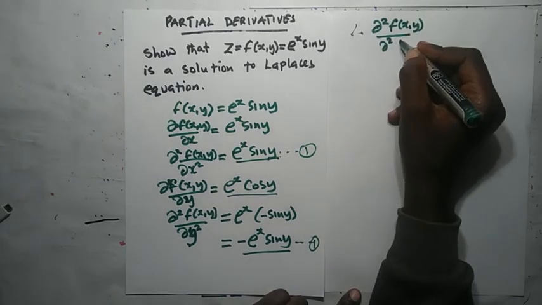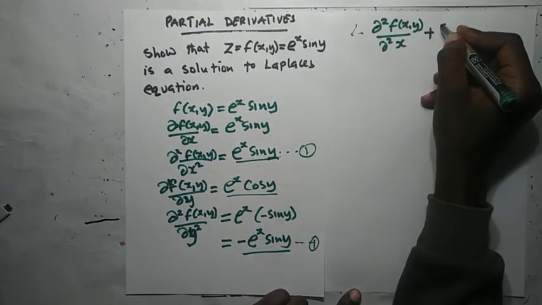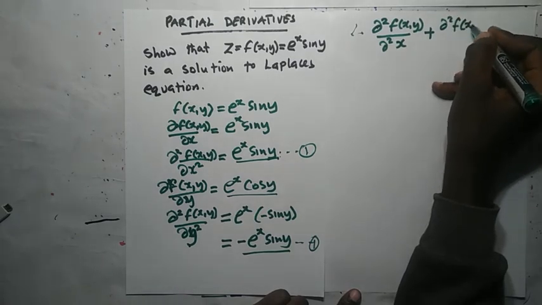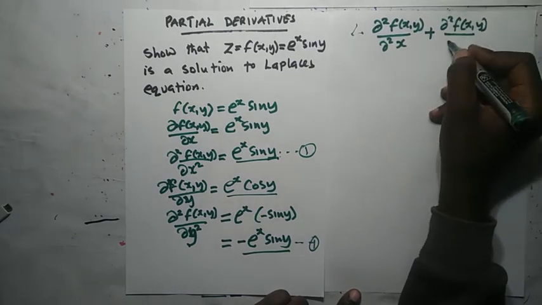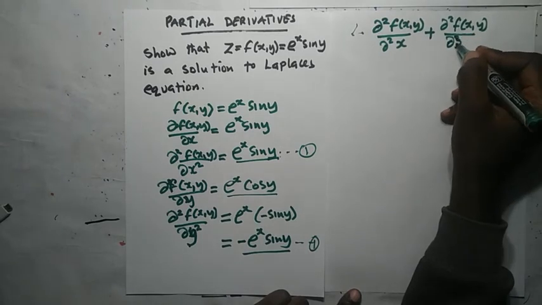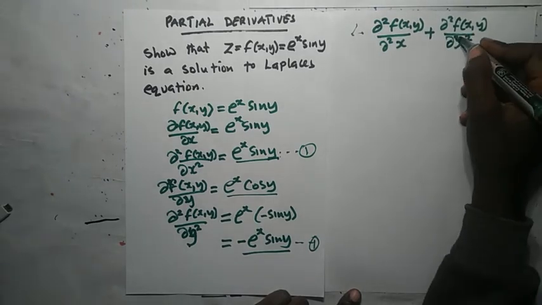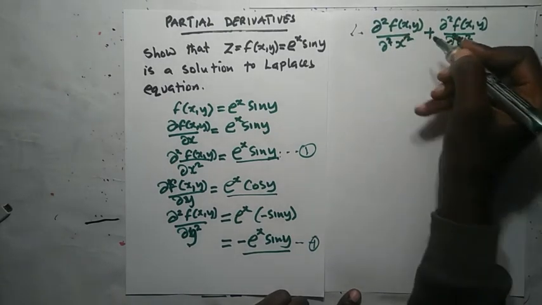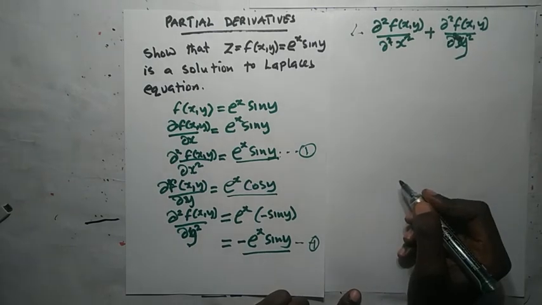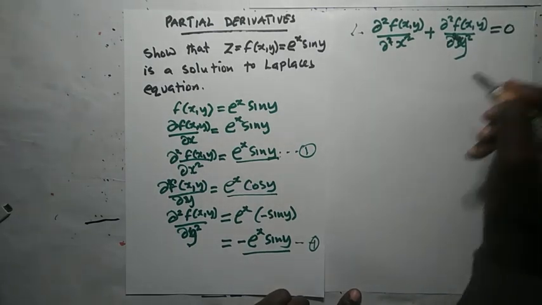So when you add the two second order partial derivatives, this one here with respect to x plus the one with respect to y, d2 dy2, even here you have a 2 there, you should be able to get 0.